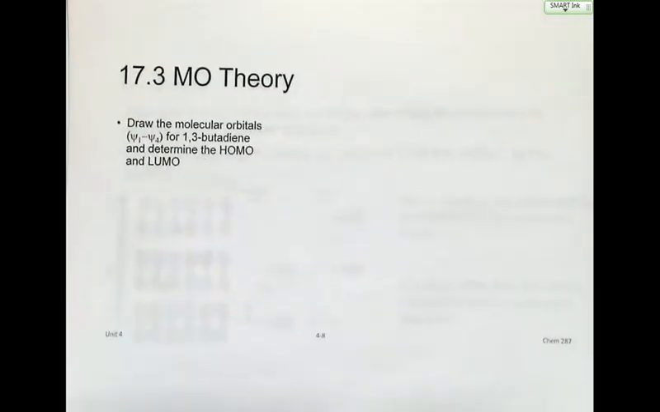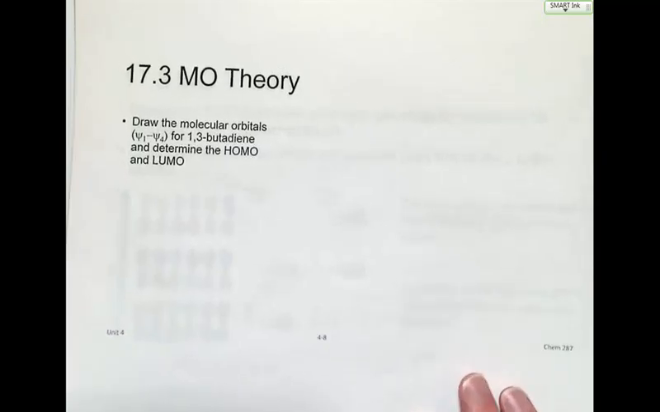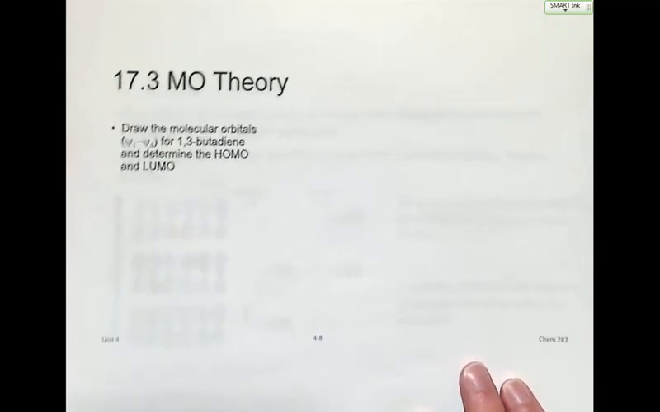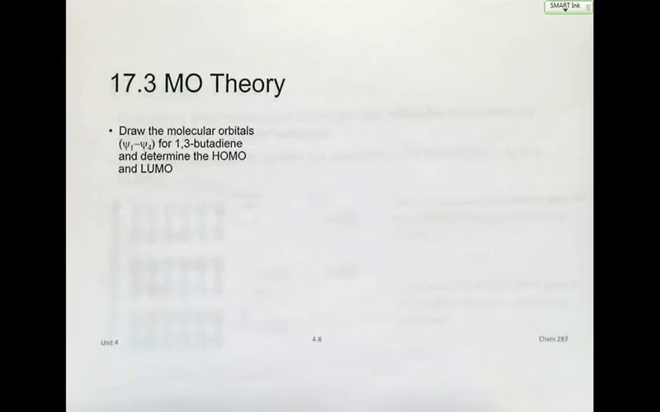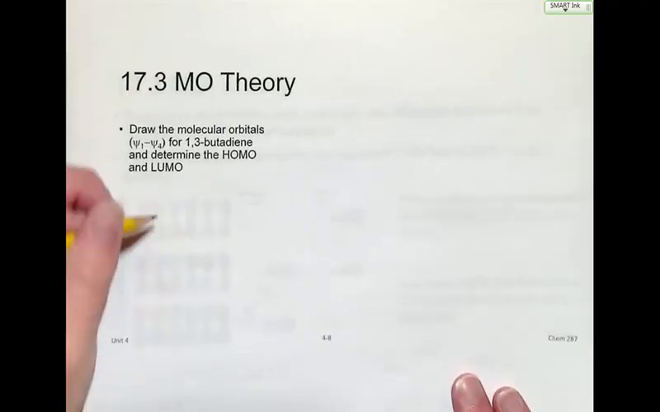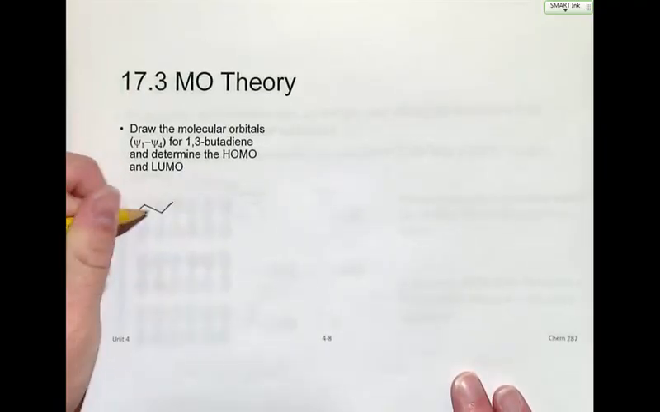So here we go. Let's talk about MO theory. I want you to, this is practice, try to draw the molecular orbitals Psi1 through Psi4 for 1,3-butadiene. And 1,3-butadiene again is just this.